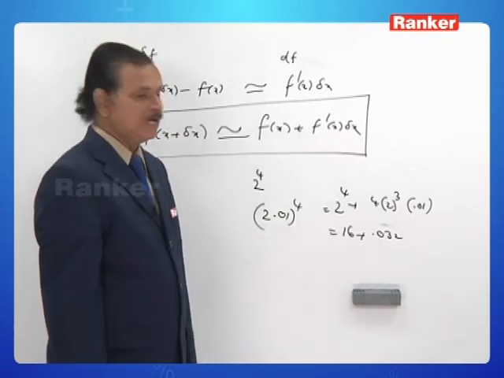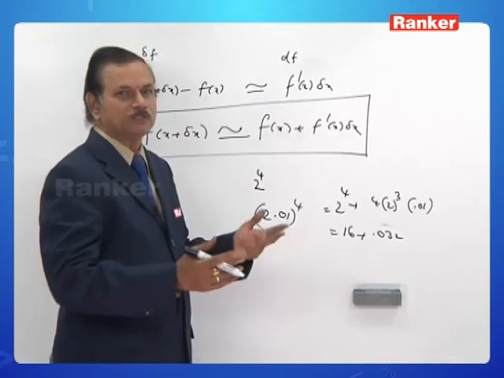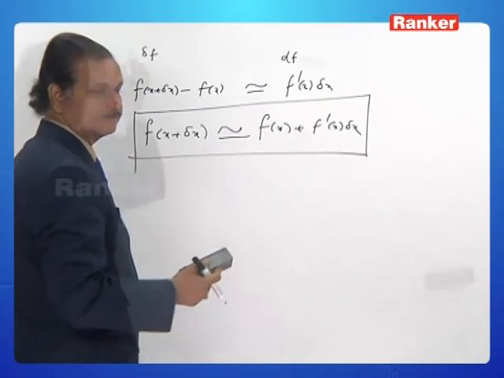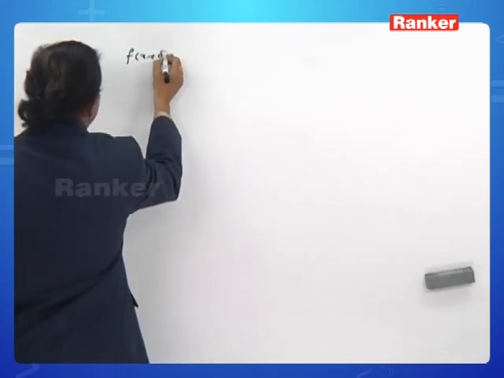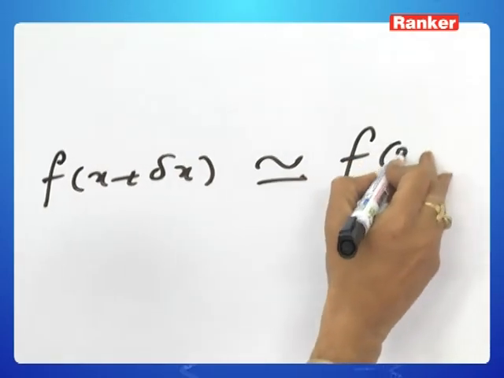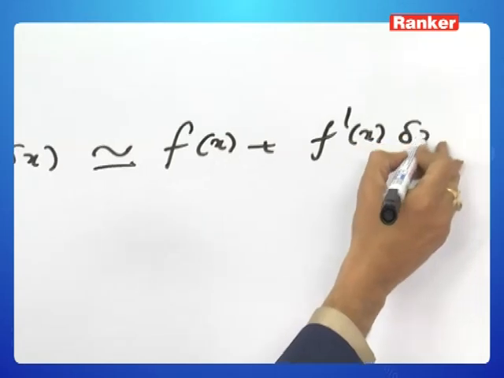No problem at all. Let us be very clear and precise by going through some other numerical examples. This is the formula that must be noted: f of x plus delta x is approximately equal to f of x plus f dash x into delta x.